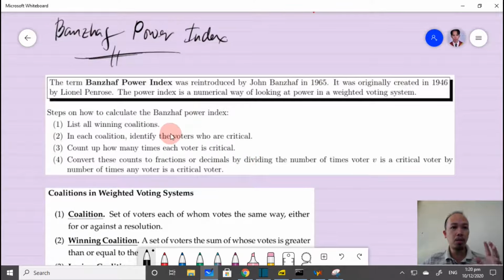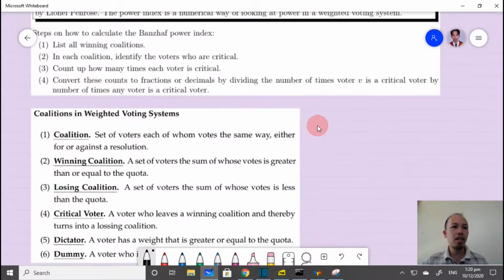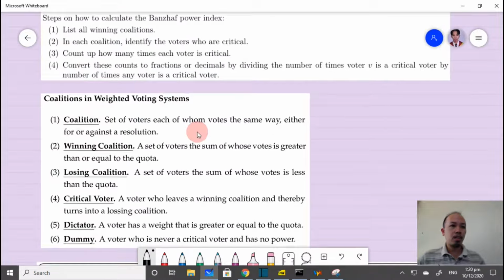Anyway, before showing you how to calculate the Banzhaf power index, there is a definition here which is very important, the meaning of coalitions, and what we mean by a winning coalition. So let's have a discussion here first. What do we mean by coalitions? It says here, it is a set of voters, each of whom votes the same way, either for or against a resolution.